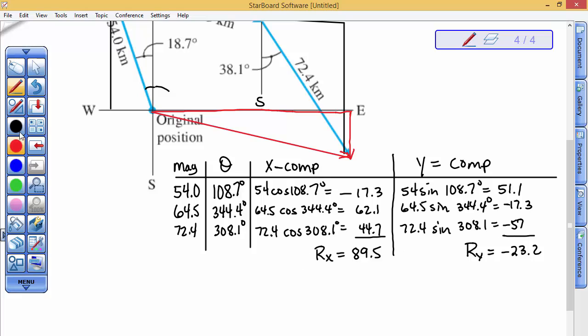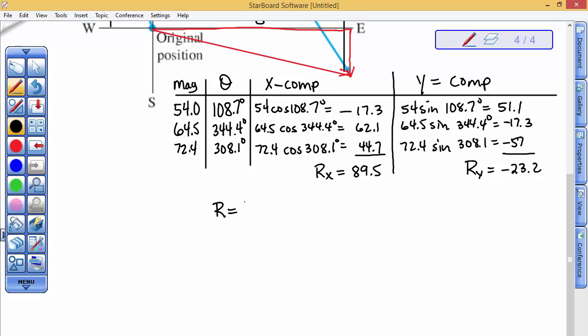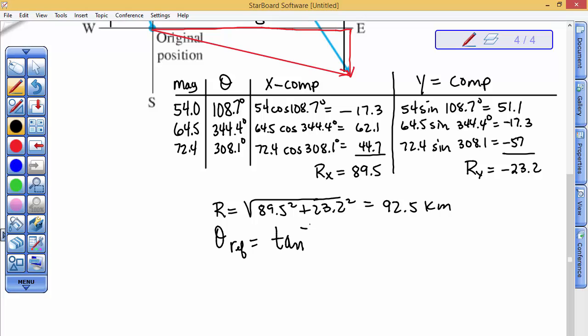And so you turn to the Pythagorean Theorem and you find the magnitude of that vector by taking 89.5 squared plus 23.2 squared. You don't bother with those negative signs. And I've got 92.5 kilometers is how far the ship is displaced. The reference angle is the inverse tangent of this y number divided by the x number. Don't start here and here. Its tangent is defined as y divided by x. We're not using the negative sign to get an acute angle of 14.5 degrees.